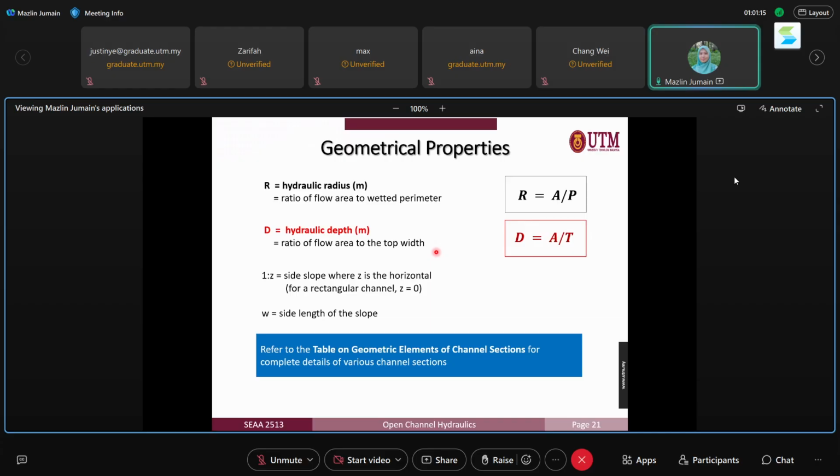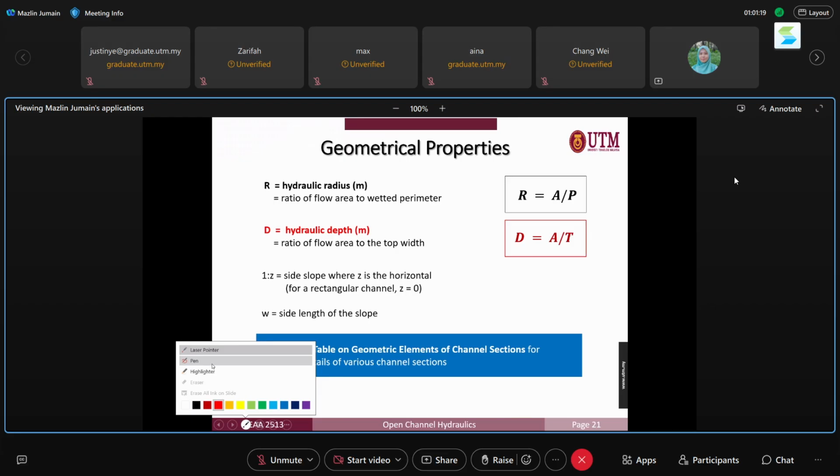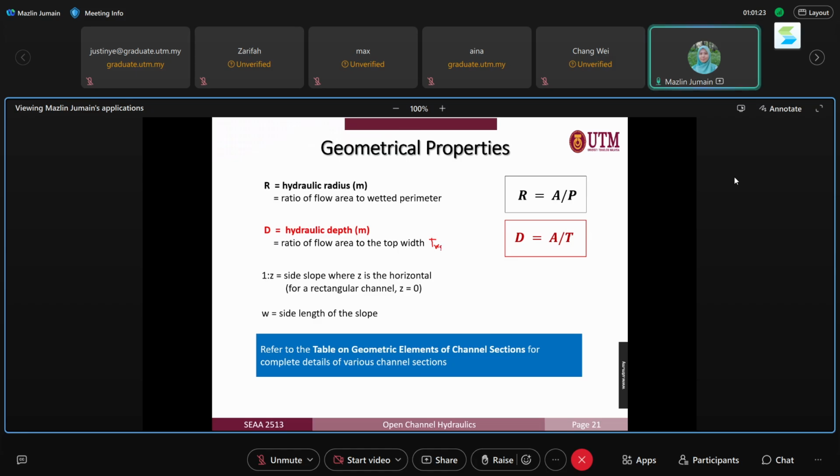So the top width here refers to the top width of the water surface, not the channel section.